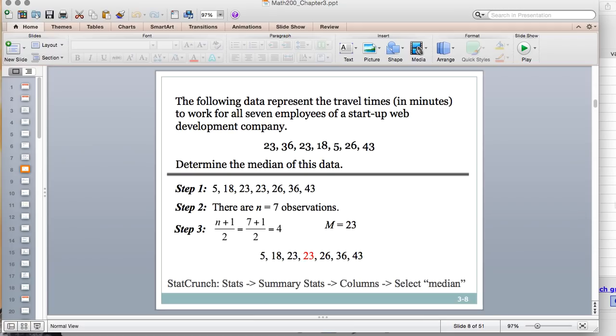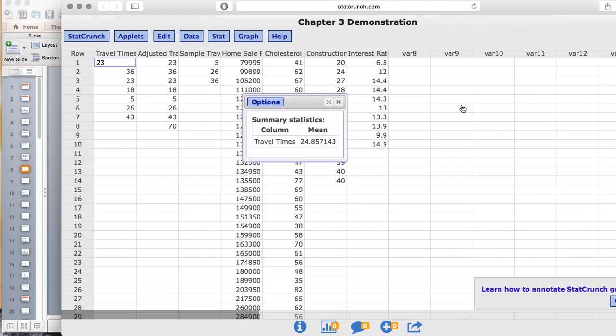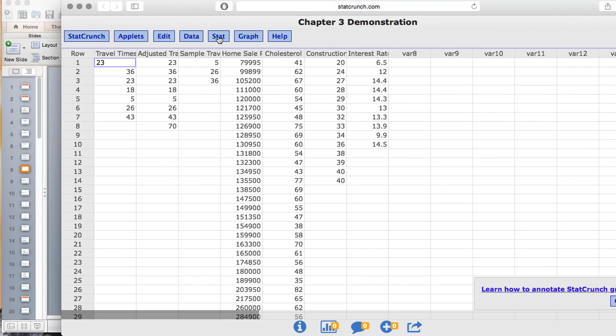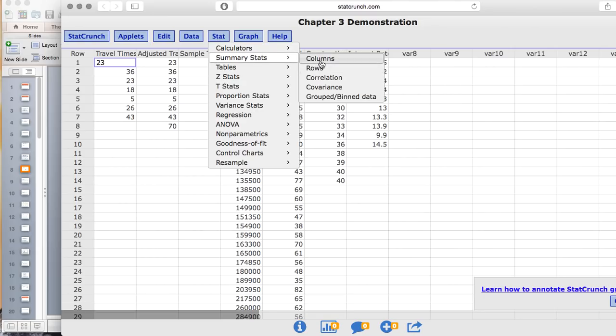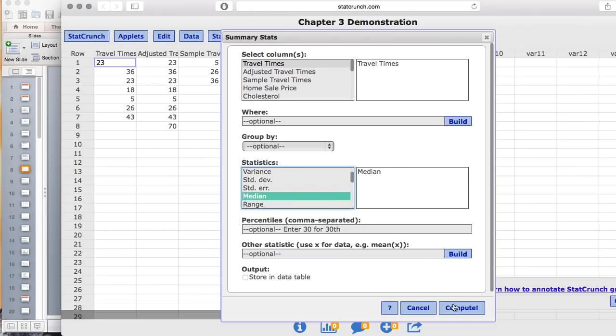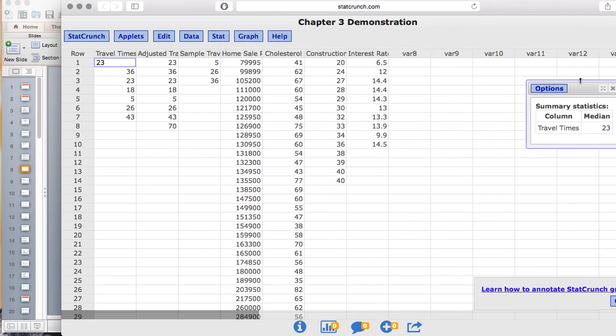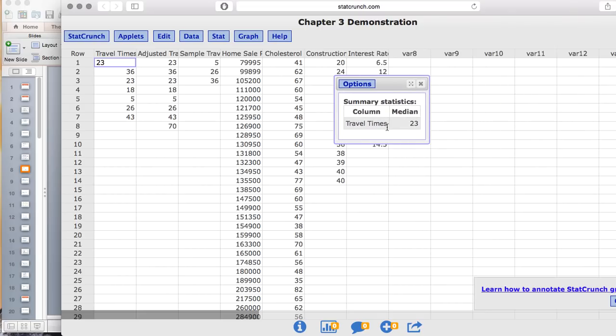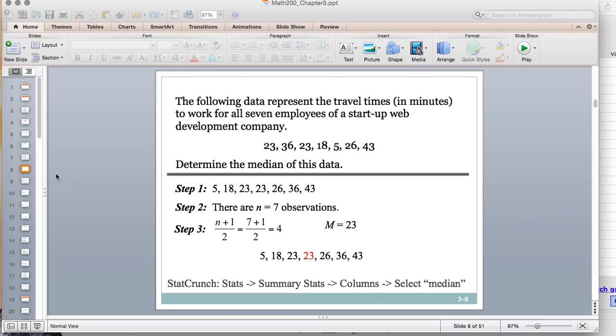Now, you can just use StatCrunch to do this as well. So I have the same data. I'm going to go back here. I'm going to go to Stat, Summary Stats, and Columns. I want the travel times. And really all I care about this time is median, so I'm just going to select that, press compute, and it gives me a median of 23, which is the same answer that we got when we did this by hand.